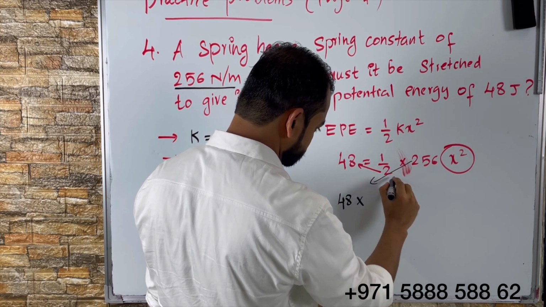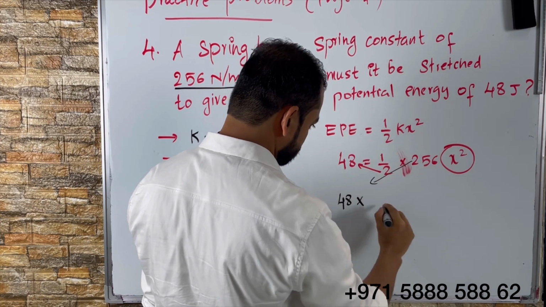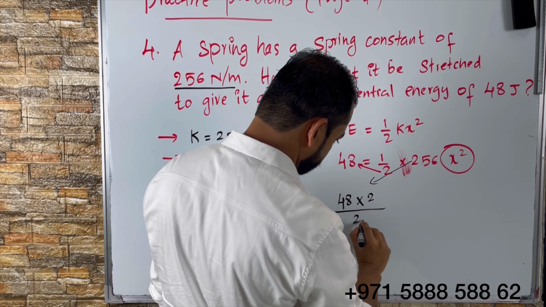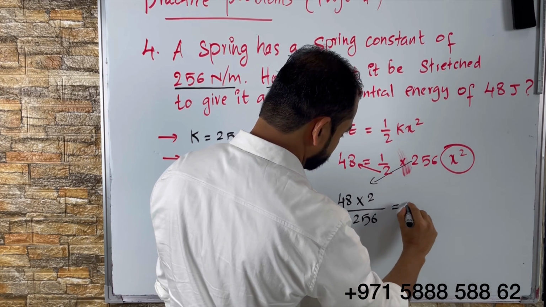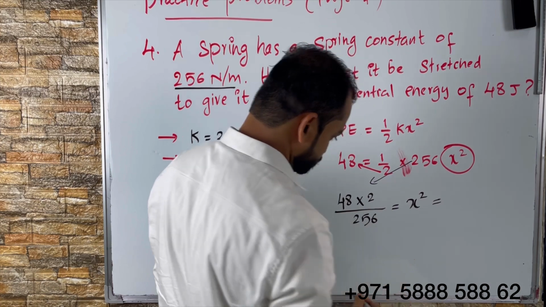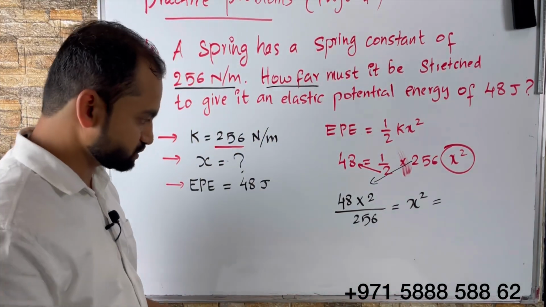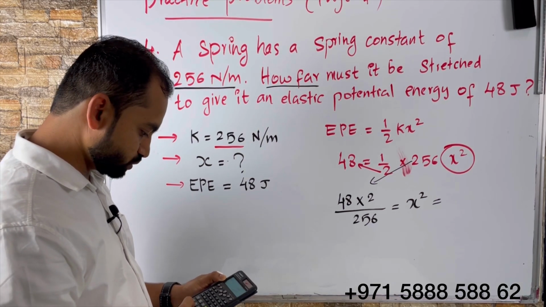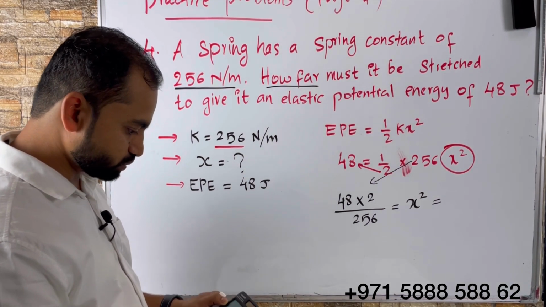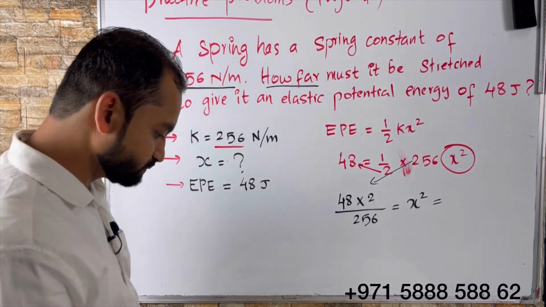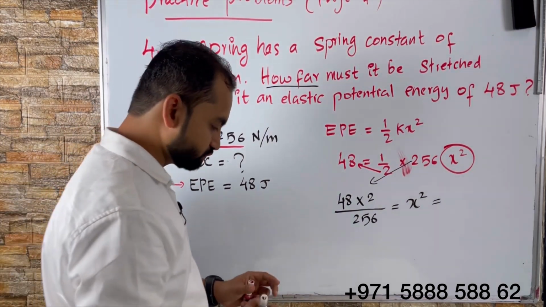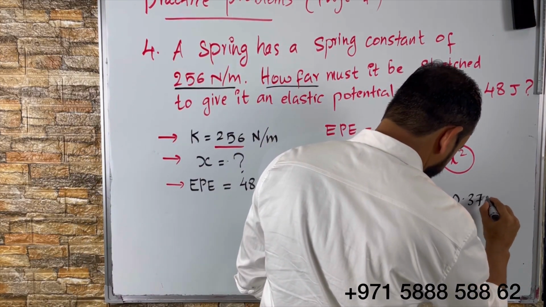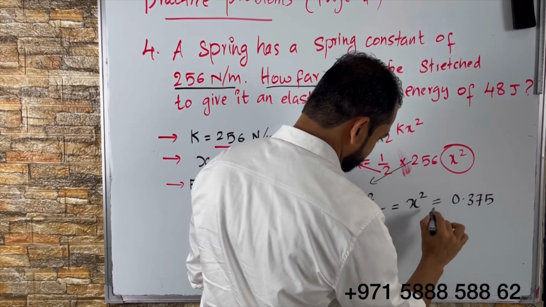So 2 here, divided by 256 here, will be equal to x squared, right? So how much is the value of x squared? x squared is equal to 48 multiplied by 2 divided by 256. So x squared is equal to 0.375. We need x, right, not x squared.